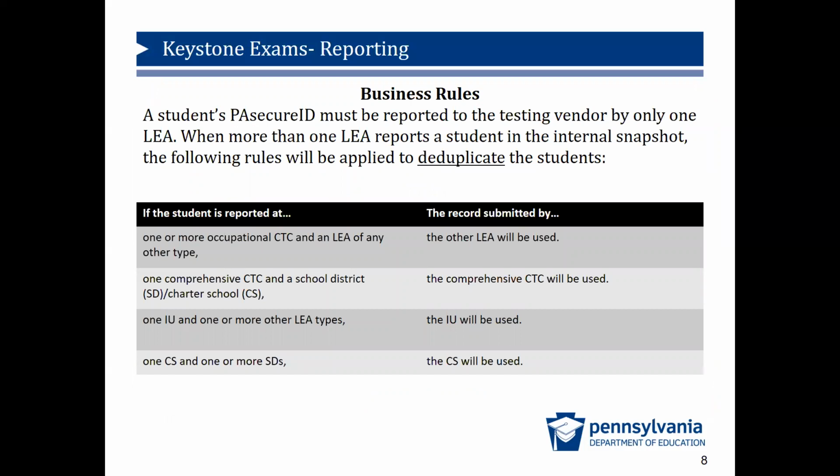A student's PA Secure ID must be reported to the test vendor by only one LEA. When more than one LEA reports a student in the internal snapshot, the following rules will be applied to deduplicate the students. Please review these student scenarios to determine proper attribution.